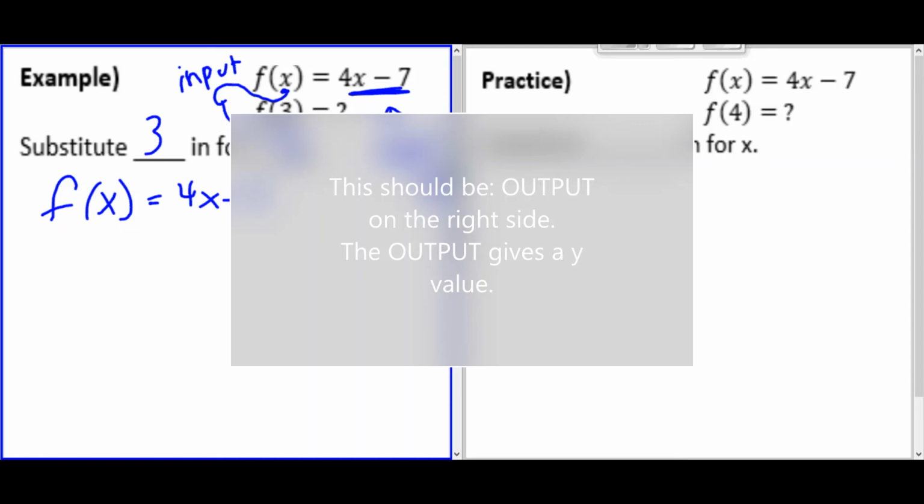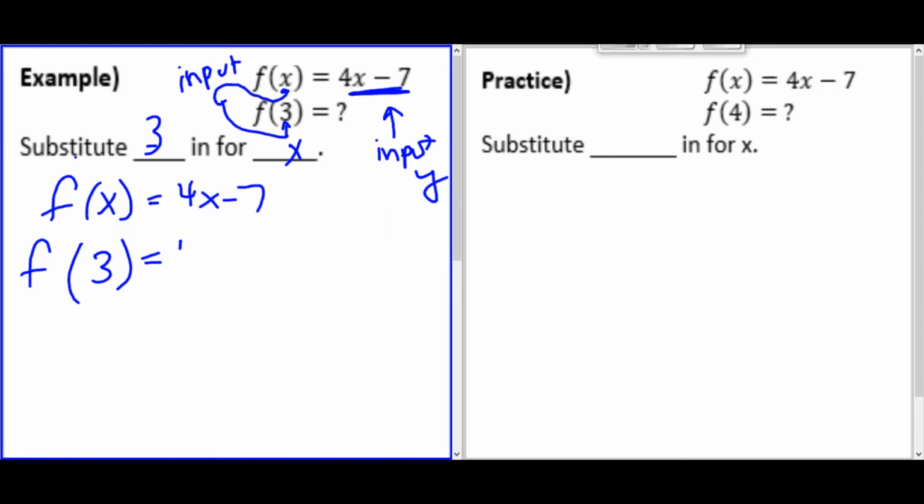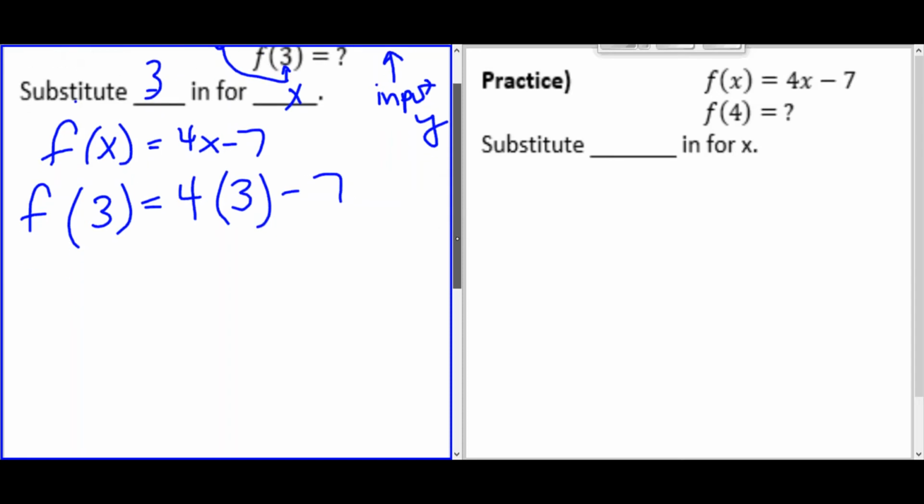So what we're going to do is substitute 3 in for x. Everywhere that I see x, I'm going to put a 3. So f of 3 equals, and now on the right side, this is going to be 4 parentheses, substituting 3 in for x, minus 7. You don't have to draw a line here, but you can.